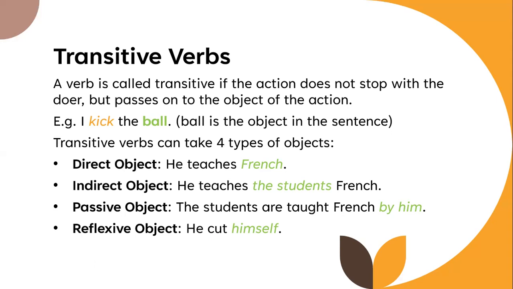With the direct object, it's direct, it's there. With the indirect object, the students replaces the French, so it's in the middle between the verb and the original object in the first sentence. With the passive object, the students, who are the object, are highlighted instead of 'he teaches.' So it's 'by him.' And then lastly, with the reflexive object, the subject performs the action on themselves.